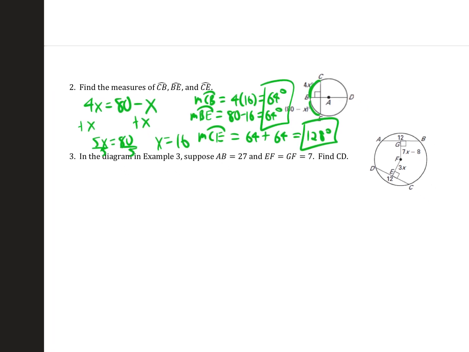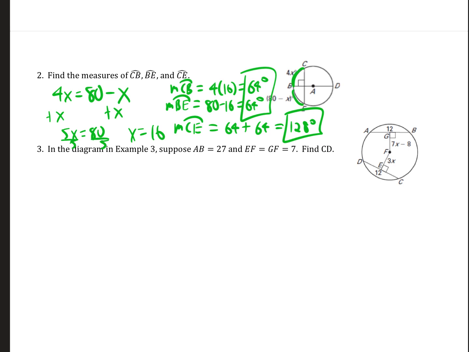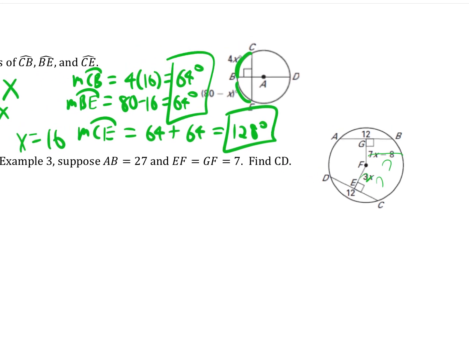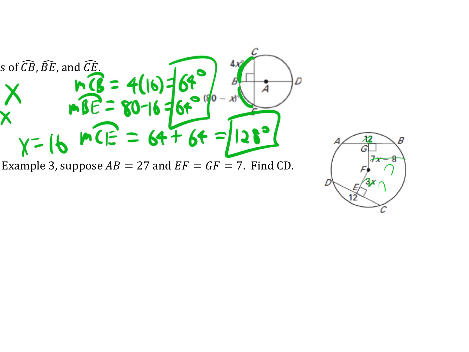All right, and then checkpoint 3. So it says EF and GF are both, in this case, 7. So we're looking for CD. And it also says, pretend that this is going to be 27, right? So if we know these are the same, and this is 27, what's going to be true about this over here? Well, CD is just going to equal 27. And that's it.